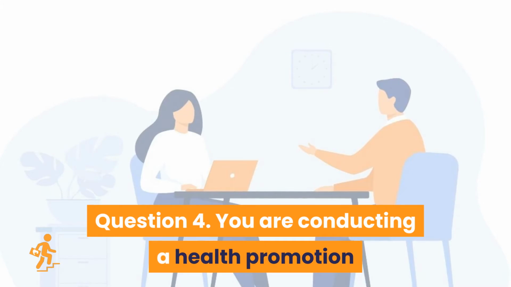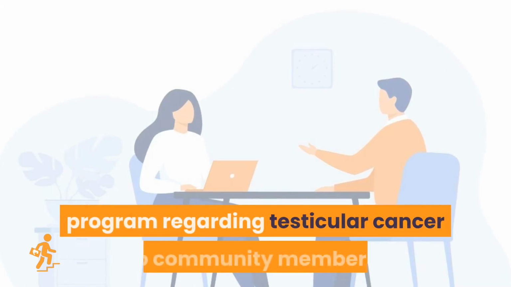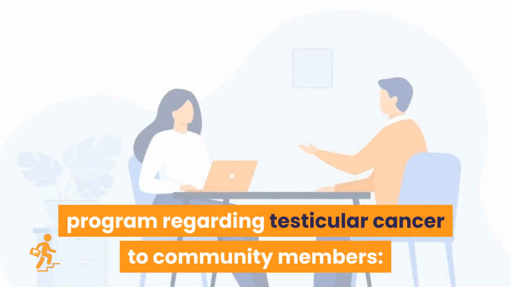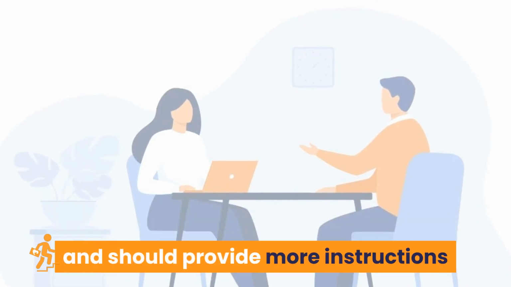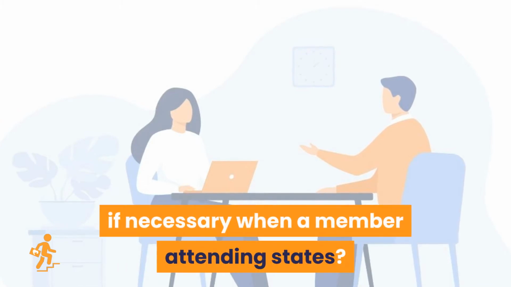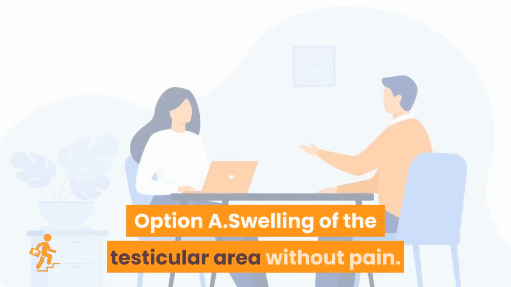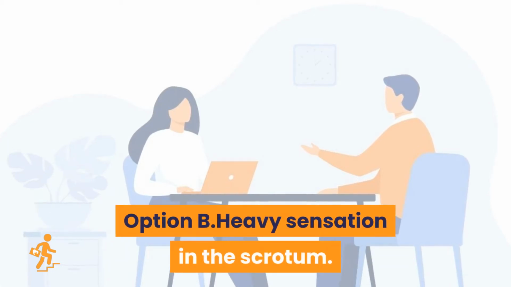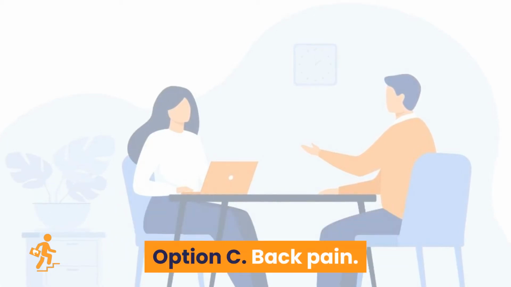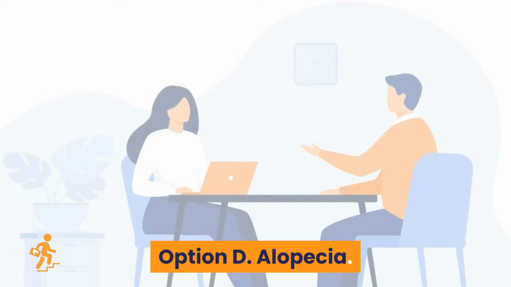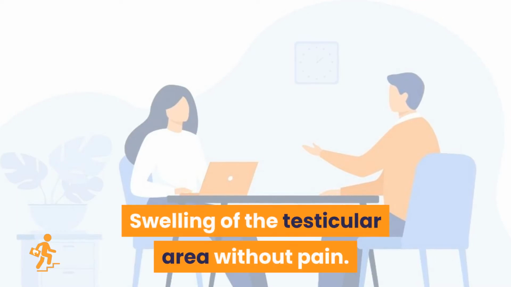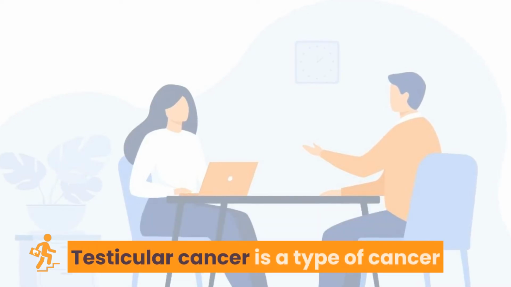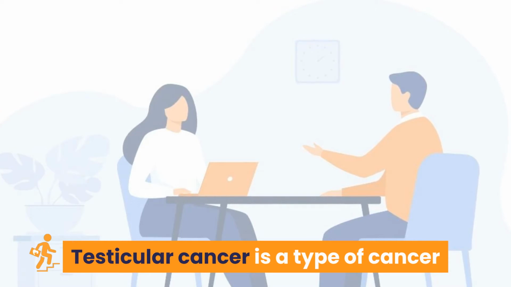Question 4. You are conducting a health promotion program regarding testicular cancer for community members. Which of the following symptoms should you pay more attention to and provide more instructions about if necessary when a member attending states? Option A, swelling of the testicular area without pain. Option B, heavy sensation in the scrotum. Option C, back pain. Option D, alopecia. Option A is the right answer. Swelling of the testicular area without pain.